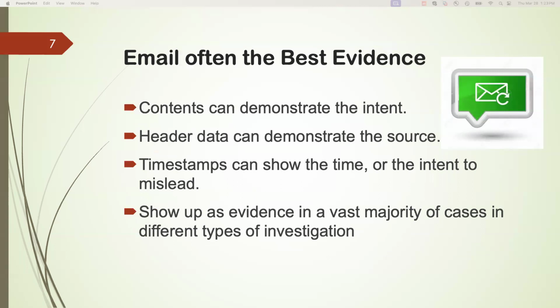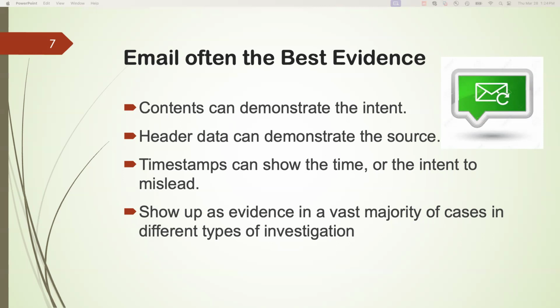In most cases, the email can be your best evidence. If you just observe the content, it can demonstrate the intent. For example, as I gave you the previous example, if you get an email saying, hey, you have won the lottery, this is the amount you are due, just sign up here or fill this form and you will receive your money. Just by looking at the content of the email, you can figure out that the other person is trying to phish you or scam you and get some information out of you.